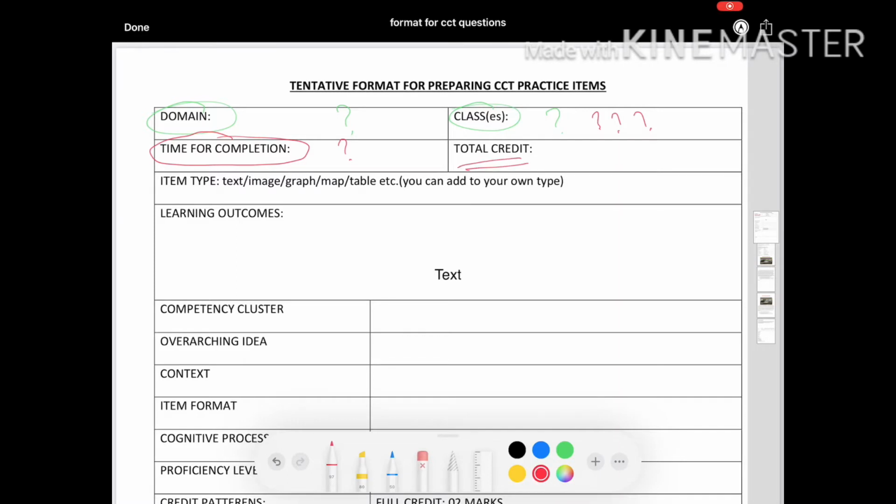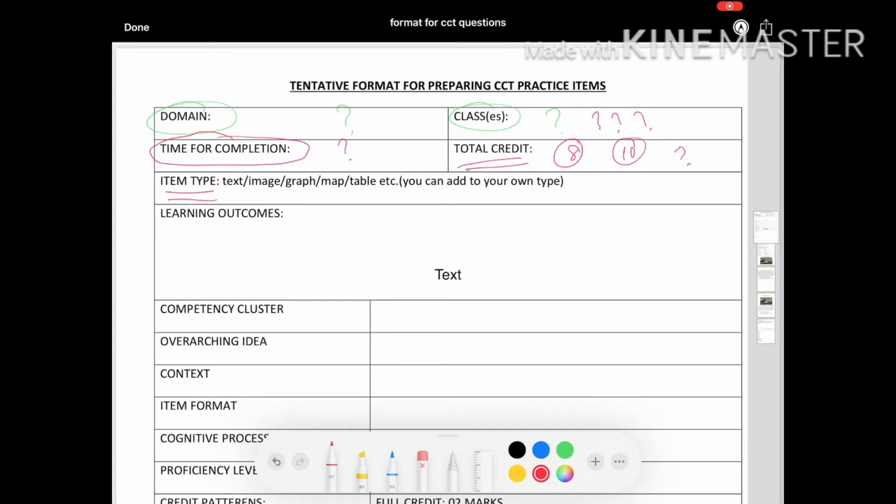Next is total credit. In CCT type questions, full credit is 2. Suppose you are giving 4 questions, then you write 8 credits here. If you are giving 5 questions, then you write 10 credits here. Total number of questions may vary from 4 to 6. Accordingly, you write the total credits here.